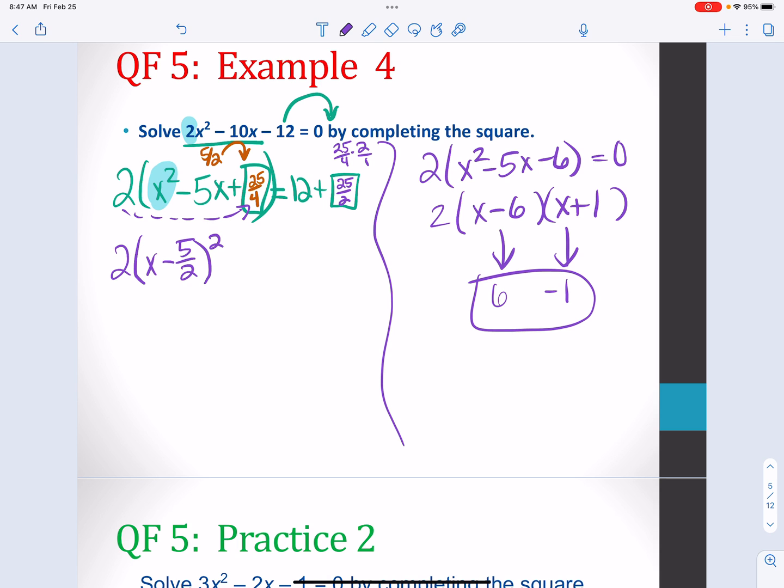So that's my squared. And on this side, 24 halves is 12, isn't it? So 24 halves plus 25 halves is 49 halves. Yes, I would expect you to be able to do that without a calculator. Okay, those aren't huge numbers.